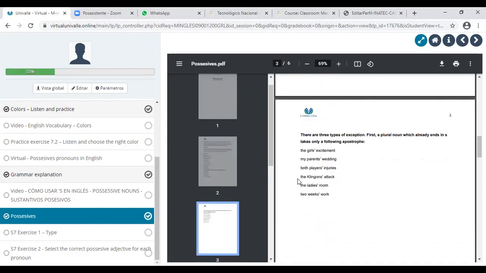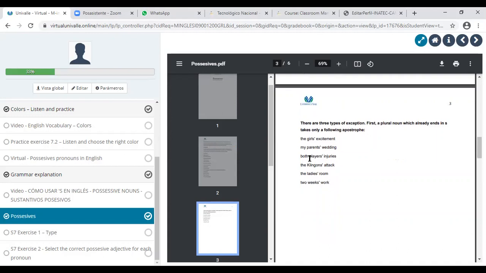And here we have some others. There are three types of exception. First, a plural noun which already ends in s takes only an apostrophe. También tenemos otra regla gramatical. Hay tres tipos de excepciones. La primera es para los sustantivos en plural cuando ya tienen una terminación en S. Únicamente se le va a agregar el apóstrofe.